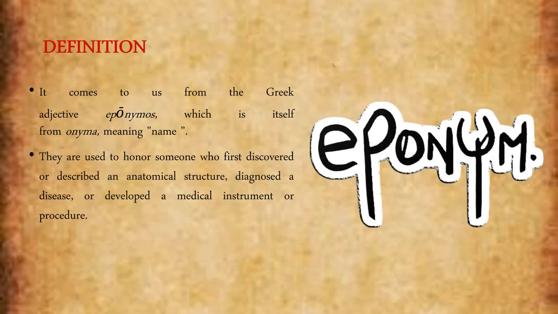Eponym comes to us from the Greek adjective eponymous, which is itself from onyma, which means name. They are used to honor someone who first discovered or described an anatomical structure, diagnosed a disease, or developed a medical instrument or procedure.